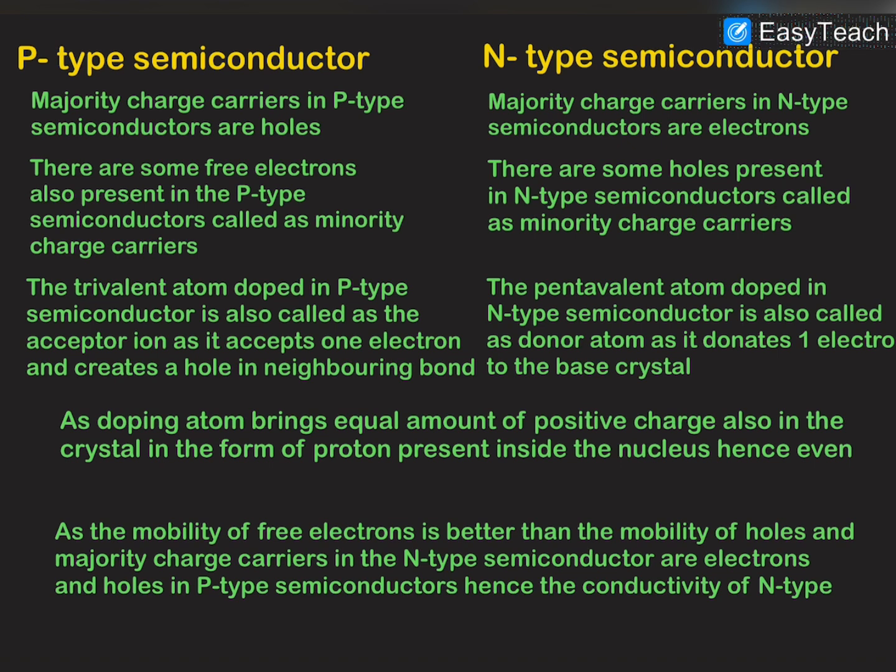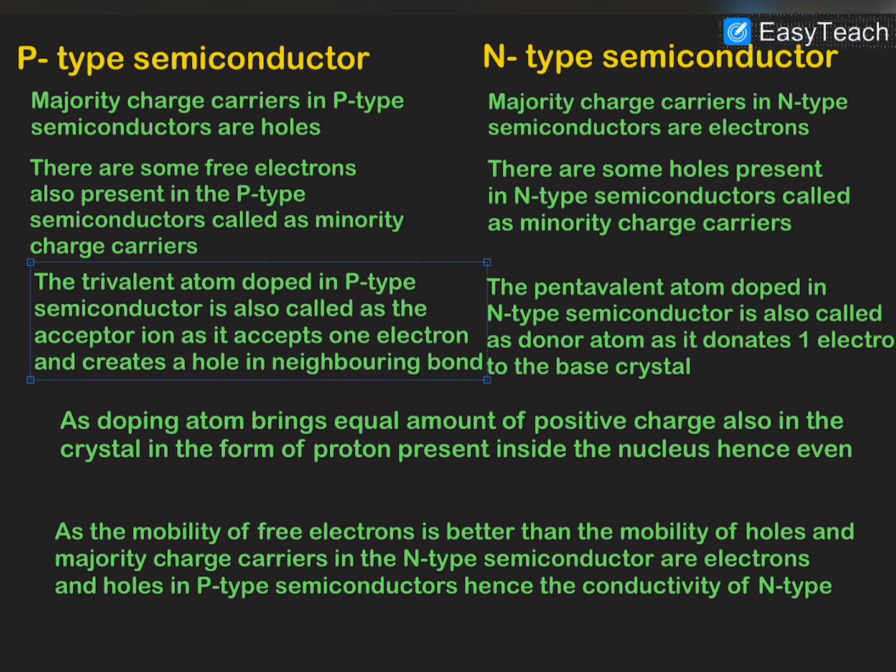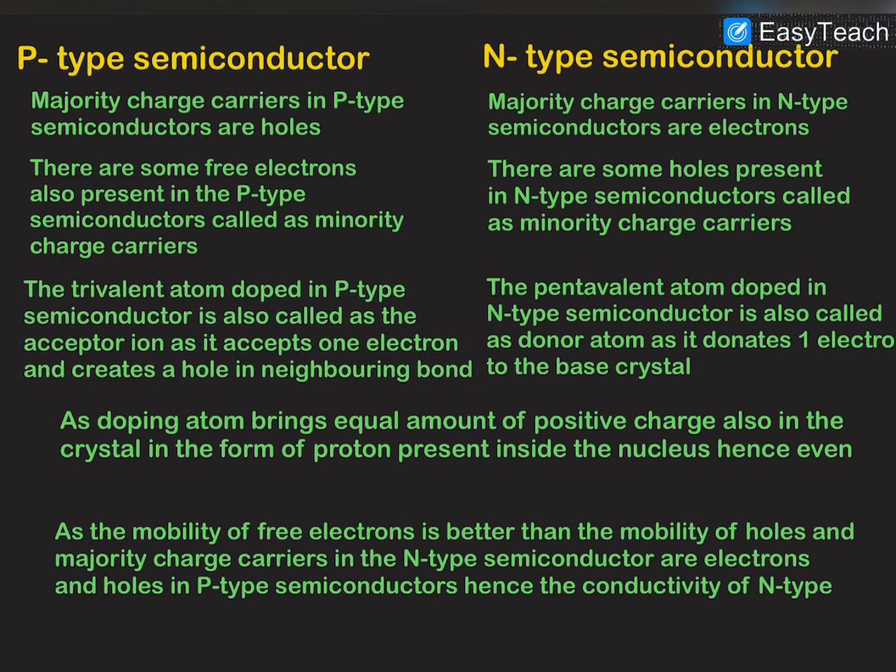Now P type semiconductor is being doped with a trivalent atom which accepts 1 electron from the surrounding silicon or germanium and makes a hole at that position. Therefore they are called acceptor ions, and the charge represented on those ions is negative.